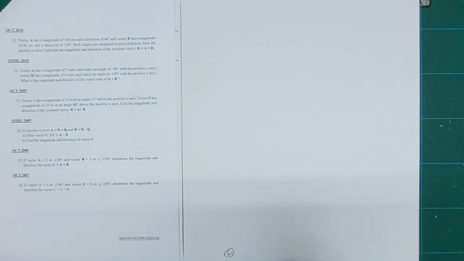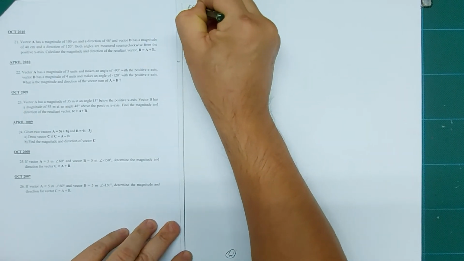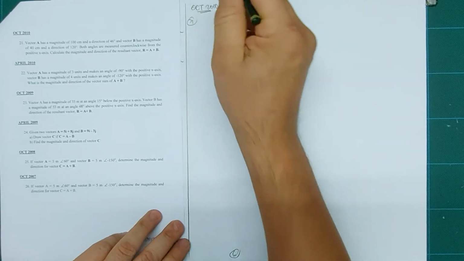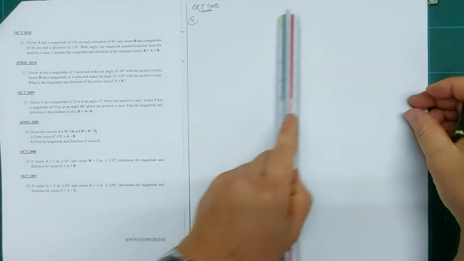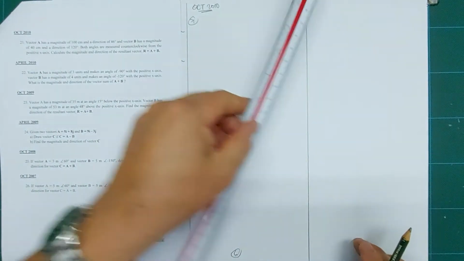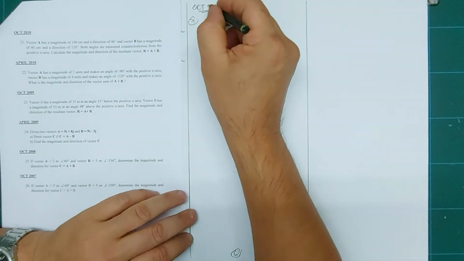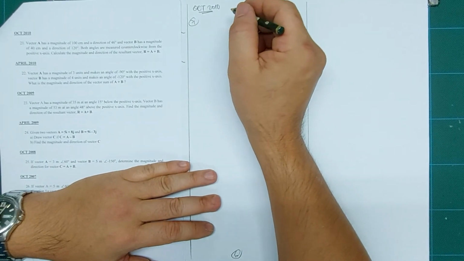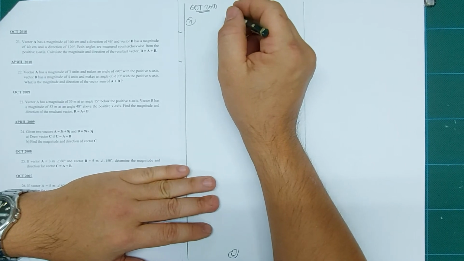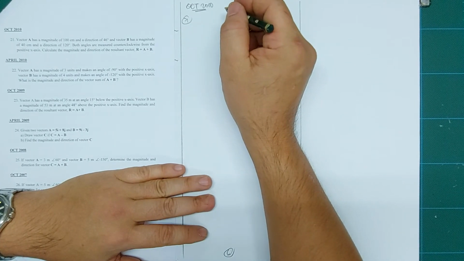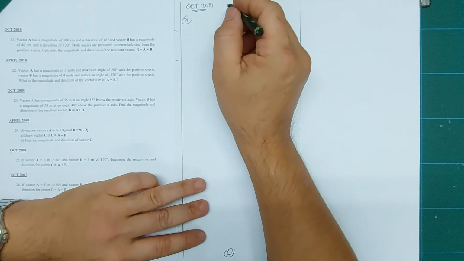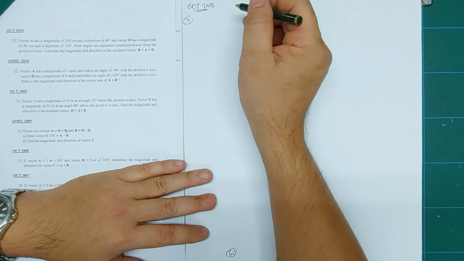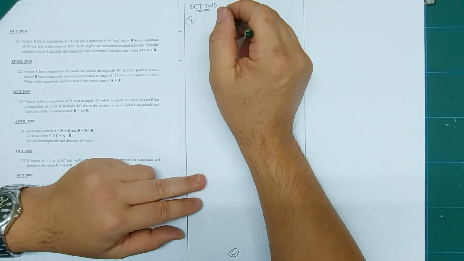Next one is October 2010, question 21. Vector A has a magnitude of 100 cm and a direction of 46 degrees, and vector B has a magnitude of 40 cm and direction 120. Both angles are measured counterclockwise from the positive x-axis. Calculate the magnitude and direction of vector A plus B.